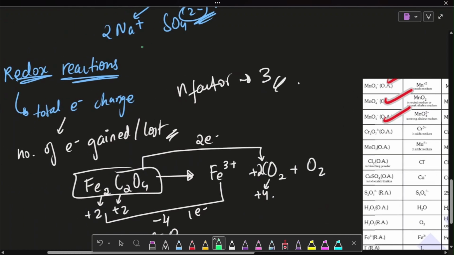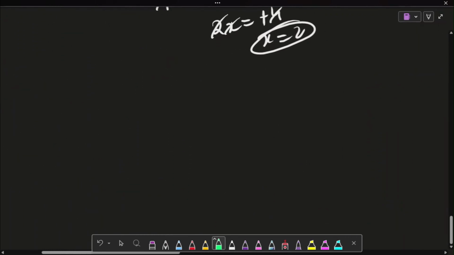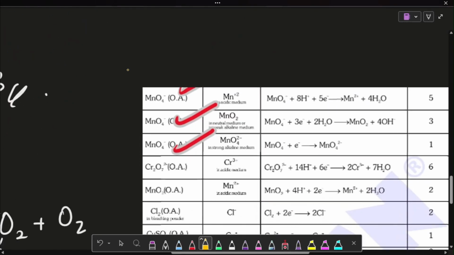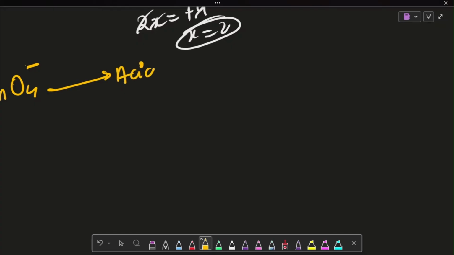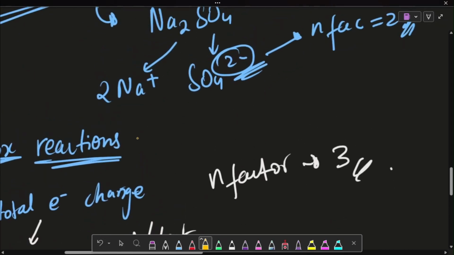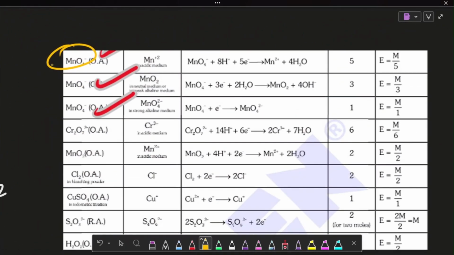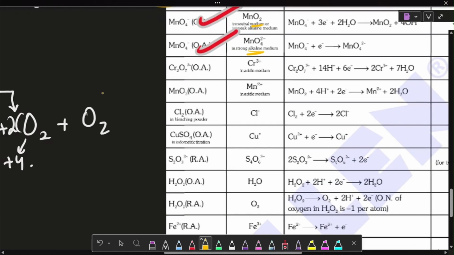So if we were to take another very common example that comes up in most of your questions, that would be MnO4 minus. First in acidic medium, the most important. Then we have basic, in alkaline medium, and then the neutral medium.